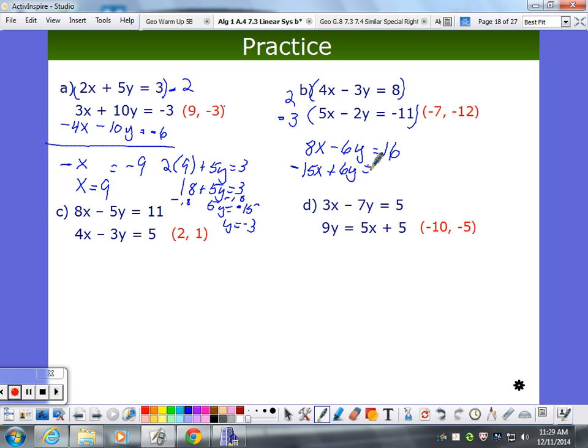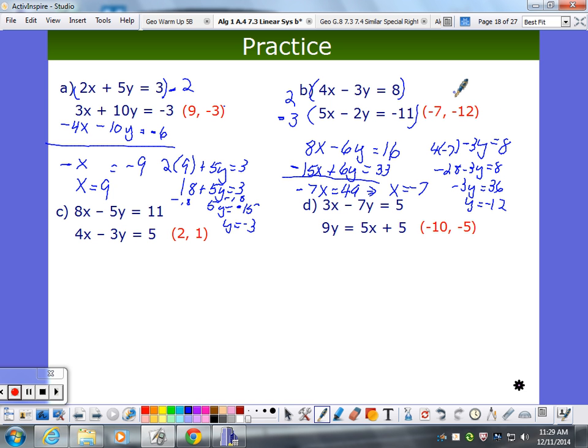Careful now because of the negatives, right? All these signs should be opposite, and they are. That becomes negative 7x equals 49. So that means x is negative 7. That's where that came from. Plug it into either equation, does not matter. The top one, negative 28 minus 3y equals 8. Add 28. So divide by negative 3, I'm getting y is negative 12. That's where that came from. And then check your solutions in both equations.